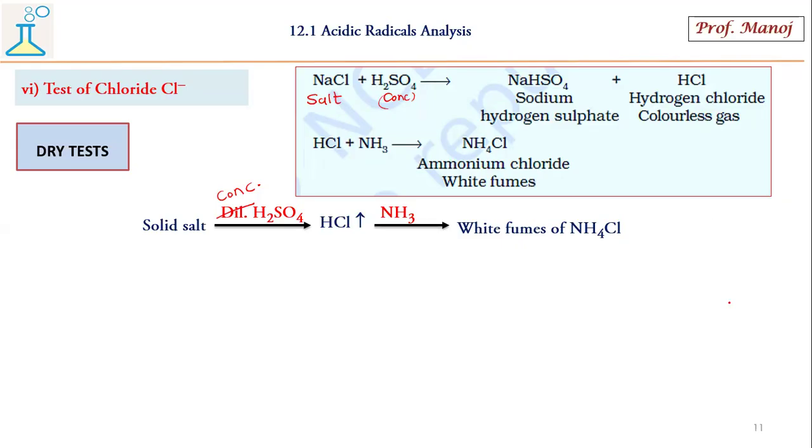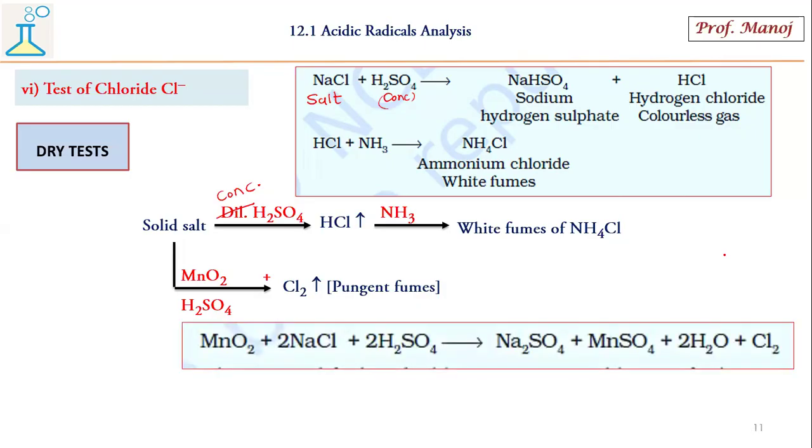Another option for the same reaction, solid salt might be treated with manganese dioxide and sulfuric acid. Now this becomes a much stronger oxidizing agent. So instead of HCl, you get chlorine gas, pungent fumes.